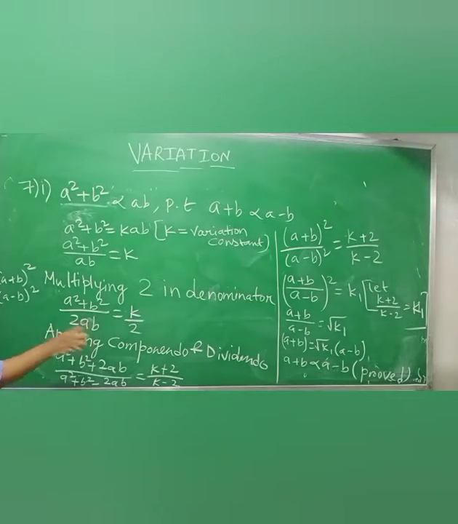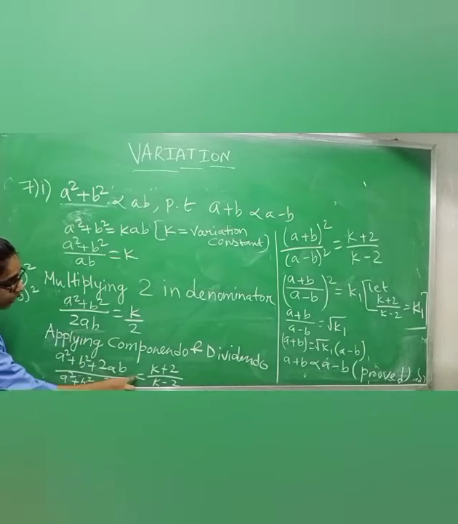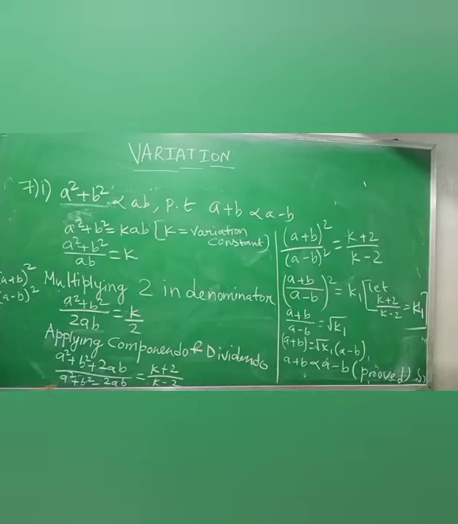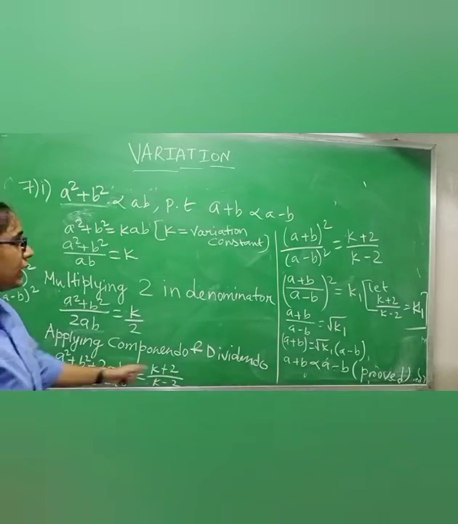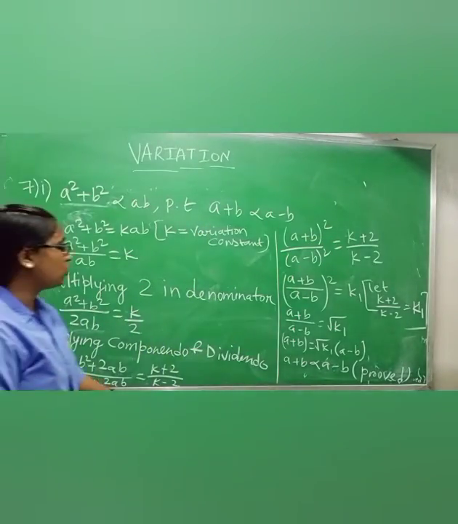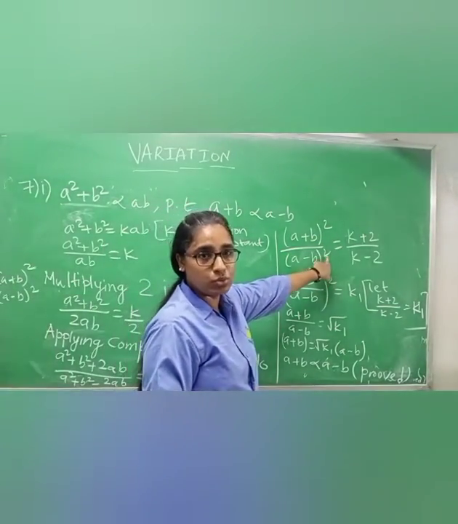Now I will apply componendo and dividendo. You know what we do in componendo and dividendo: we add up and we subtract at the down. So a square plus b square plus 2ab over a square plus b square minus 2ab equals to the same thing, k plus 2 over k minus 2. So we are getting this. Now the formula a square plus b square plus 2ab is a plus b whole square, and a square plus b square minus 2ab is a minus b whole square.